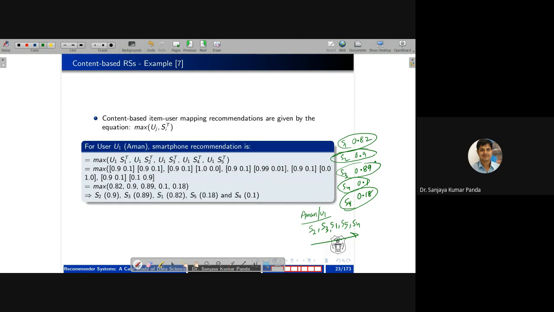Although these two filtering systems have their own advantages and disadvantages, we'll see one of the very popular problems which is there in the collaborative filtering system.